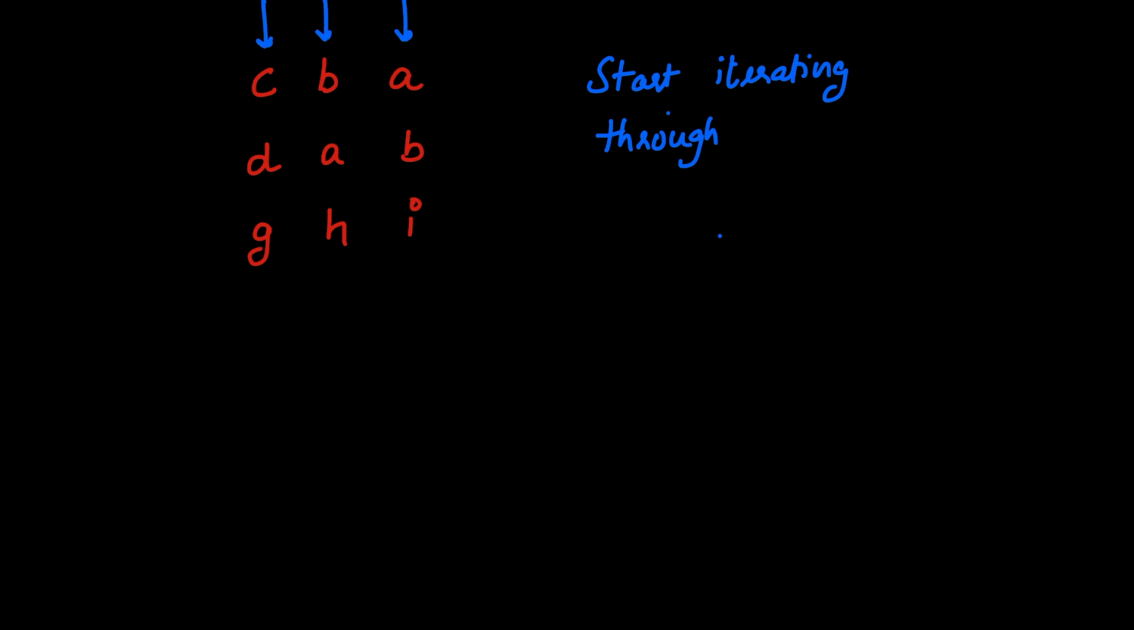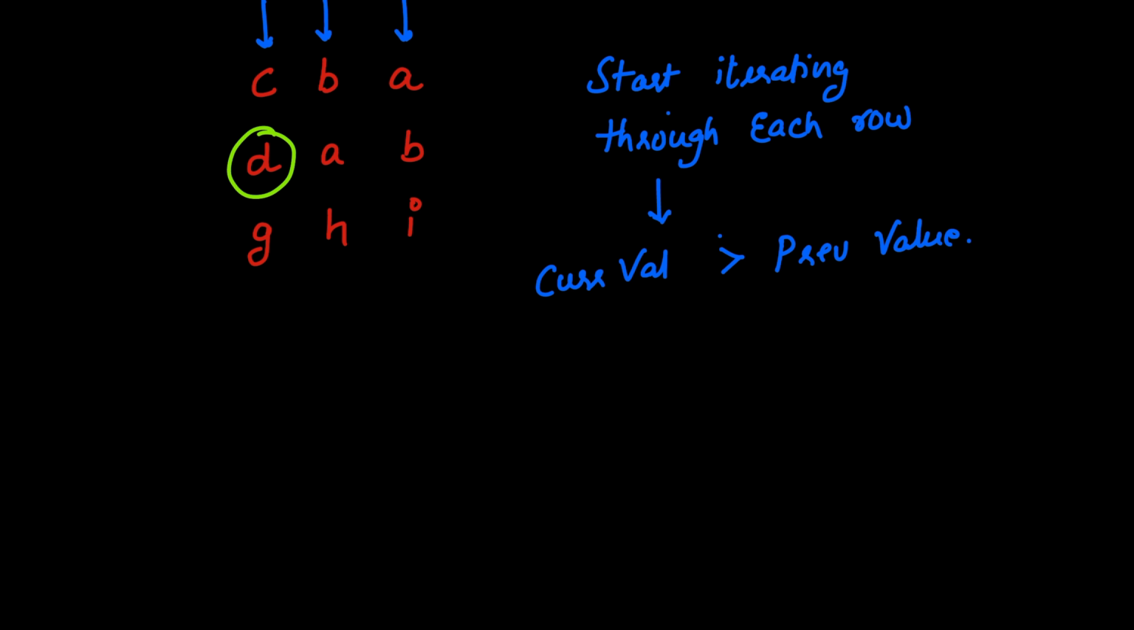The solution is very simple. We start by iterating through each row given in the grid and compare the cell value with the previous value in the same column. If the current value is greater, then no issues, but if it is smaller, then we need to delete that column. For instance, in this first column, D is greater than C, which implies it is sorted so far. So we continue with the iteration.